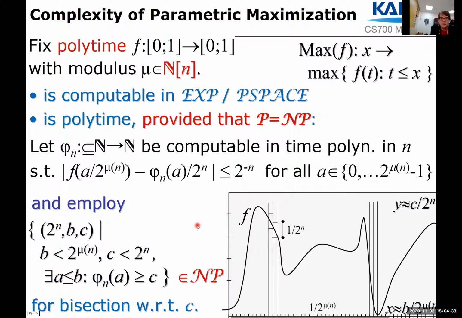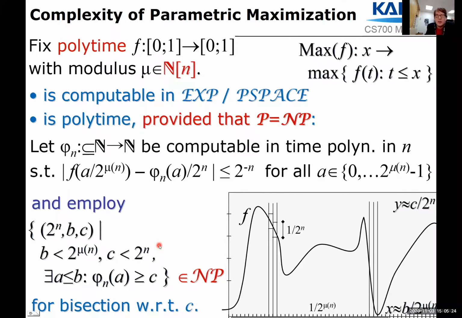Good, so that's our algorithm, which uses bisection, repeatedly invoking this discrete problem in NP, which by hypothesis is possible in polynomial time, in order to find the least C such that C divided by 2 to the n is just barely below the maximum, which is attained somewhere. And that's exactly the point of approximating the maximum up to 2 to the minus n. So that concludes our algorithm design and analysis for this parametric maximization problem.